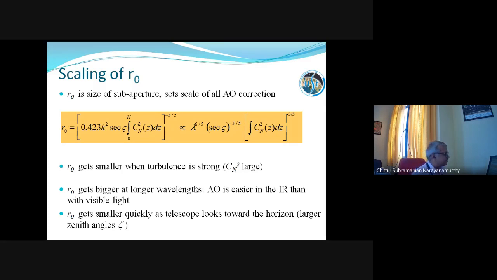Because when the turbulence is very strong, and for a large value of the space structure function Cn square, R0 can get smaller, and it can be bigger for longer wavelengths. So only at longer wavelengths does it get bigger, and adaptive optics is easier in the infrared than in the visible. This is a very important factor: instead of using visible light, it's better to use infrared.